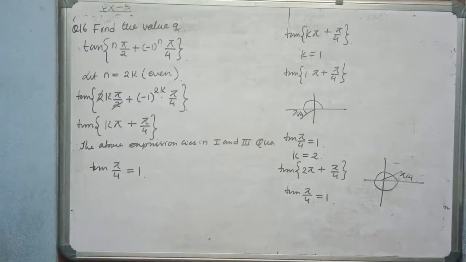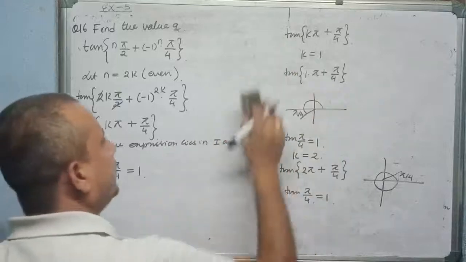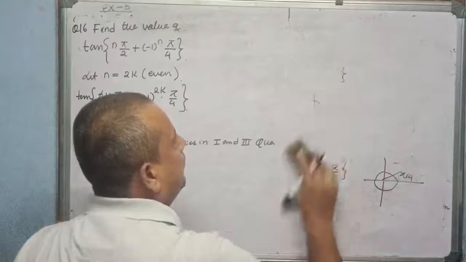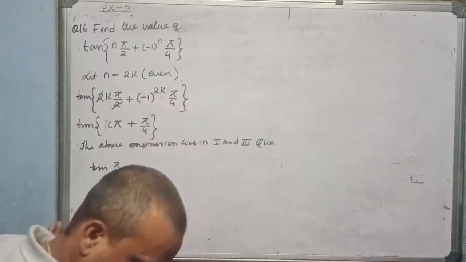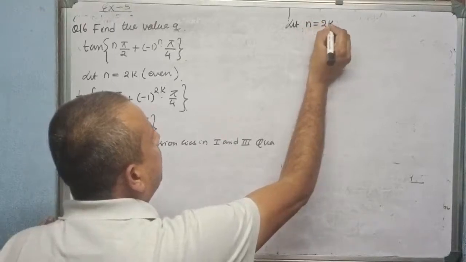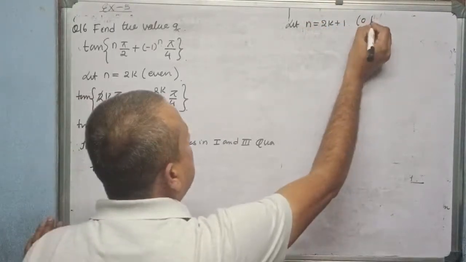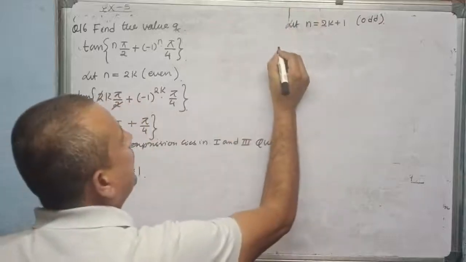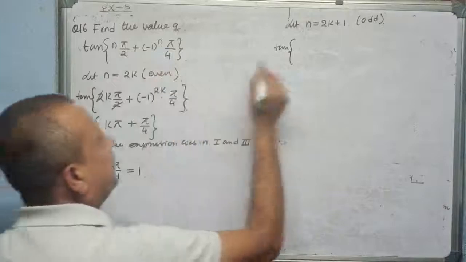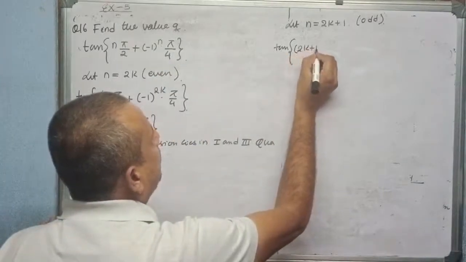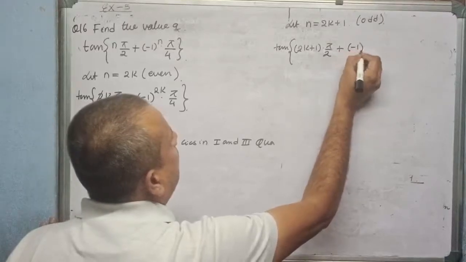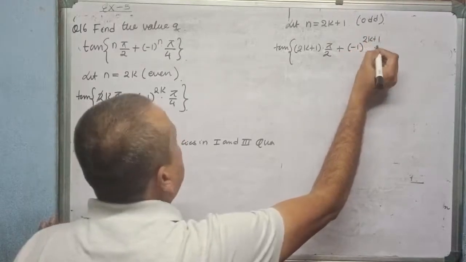Now then, I'll consider odd. These things you can take a screenshot of. Now let n equal 2k plus 1. 2k plus 1 means this is odd. In the case of odd, I'll consider tan over here, where you have to substitute 2k plus 1 into pi by 2 plus minus 1 to the power 2k plus 1 into pi by 4.